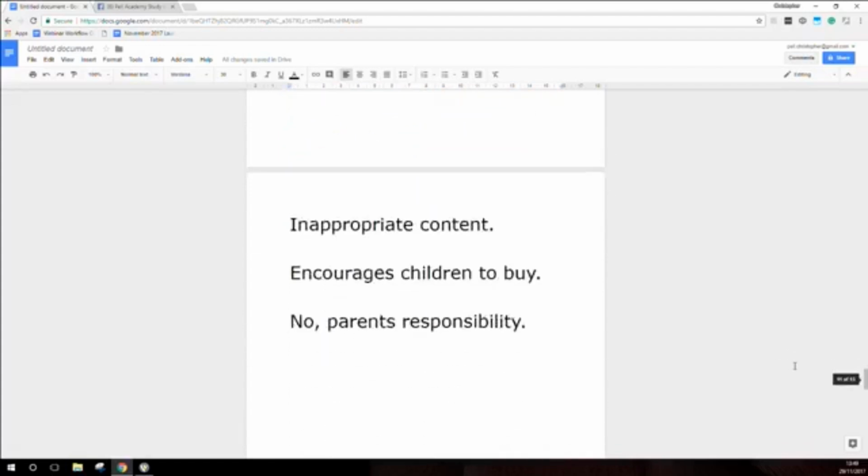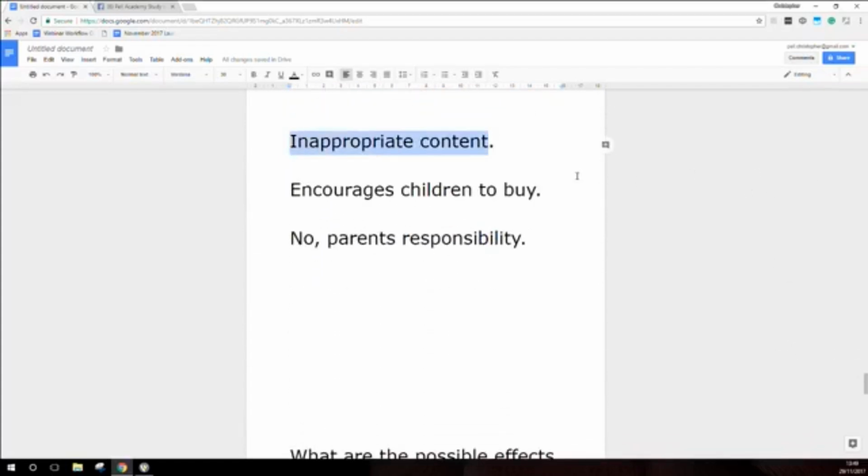So it's pretty obvious. Inappropriate content. Yeah. So need to control it because a lot of advertisers use sex to sell things, not sex as in people having sex, but they use sexual imagery and things like that to make things more attractive to people. So it's maybe not best to show very, very sexy things on screen to children. Encourages children to buy. Yeah. The aim of advertising is to get people to buy stuff. It's not very responsible to advertise to children because children don't have any money.